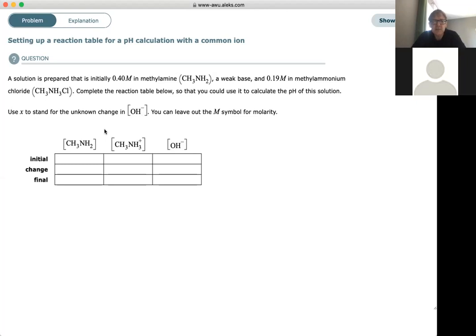Complete the reaction table below so that you could use it to calculate the pH of this solution and use X to stand for the unknown change in concentration of hydroxide. You can leave out the capital M, symbol for molarity. And then there's our table there, okay? So this one, it's a very similar problem. It's just we're going to use ammonia in this reaction.